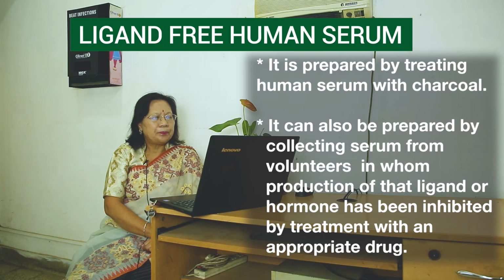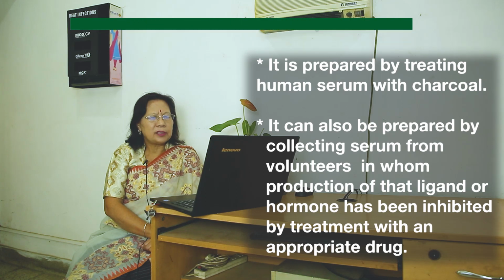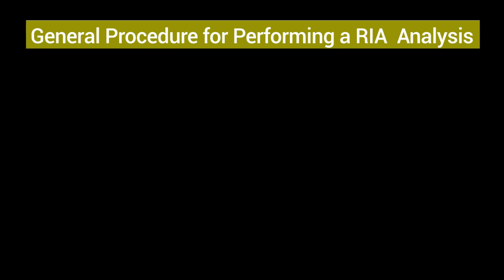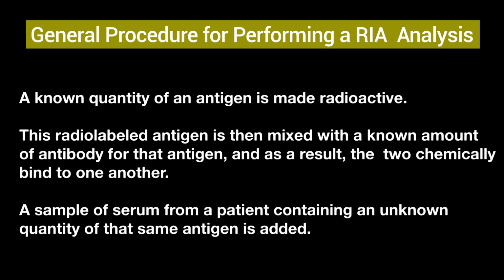How is it prepared? It is prepared by treating human serum with charcoal, and it can also be prepared by collecting serum from volunteers in whom production of that ligand or hormone has been inhibited by treatment with an appropriate drug. So, the general procedure for performing a radioimmunoassay analysis.